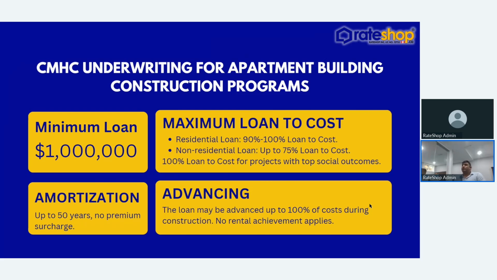The loan may be advanced up to 100% of the cost during the construction. No rental achievement applies. That basically means during the loan duration as construction, because there are no rental units available or existing for the rental accommodation, that condition doesn't apply until you've actually built out that entire building.